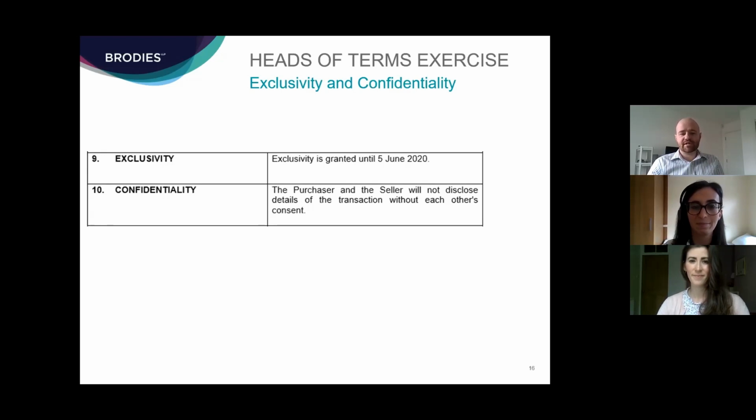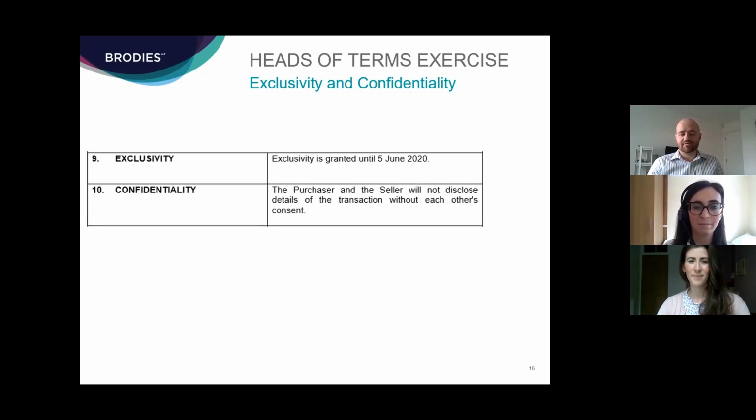So exclusivity is kind of different to a lot of the other points that we've got in the heads of terms, in that it will never make its way into the sale contract, because it's a period of time preceding the sale contract in which the parties need to get there. So if I'm a seller, what do I need to be thinking about imposing on the purchaser during that exclusivity period? What do I want them to be doing? Because if I'm going to be giving them a period of, say, we've got here till 5th of June, which is quite tight, it's about a month. I'm going to be giving them a month.